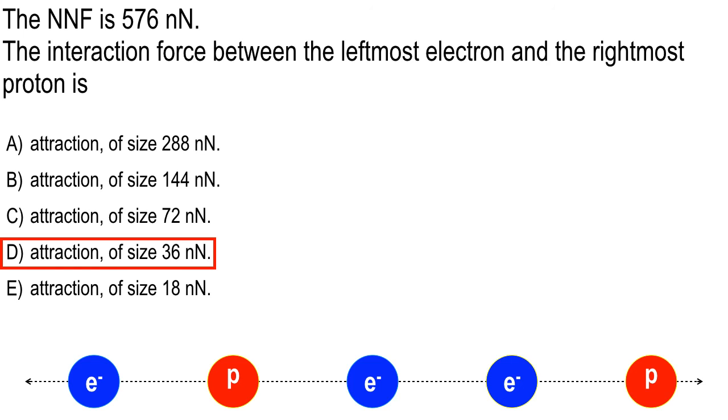All right, for those of you, about 16% of class missed that. It's an attraction. Of course, everything here on the list is an attraction. 576 divided by 16 is 36 apparently. So there's your answer.